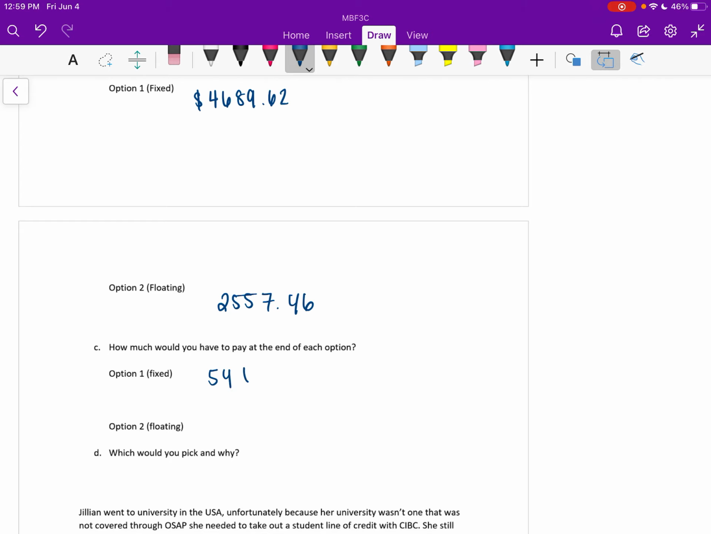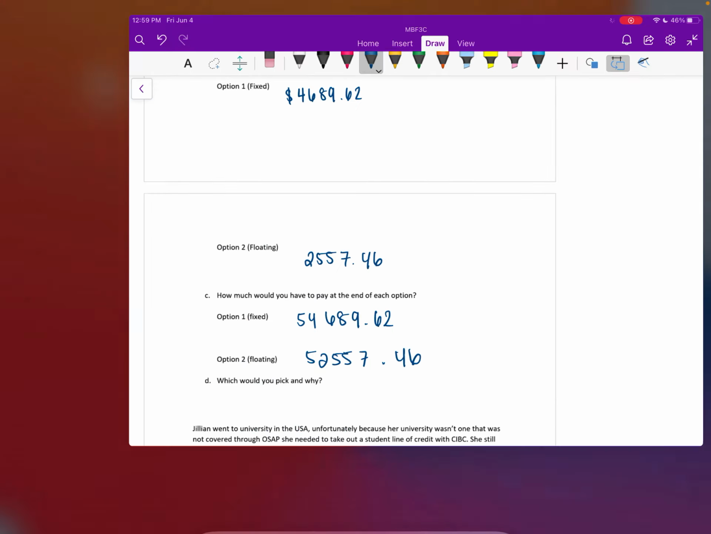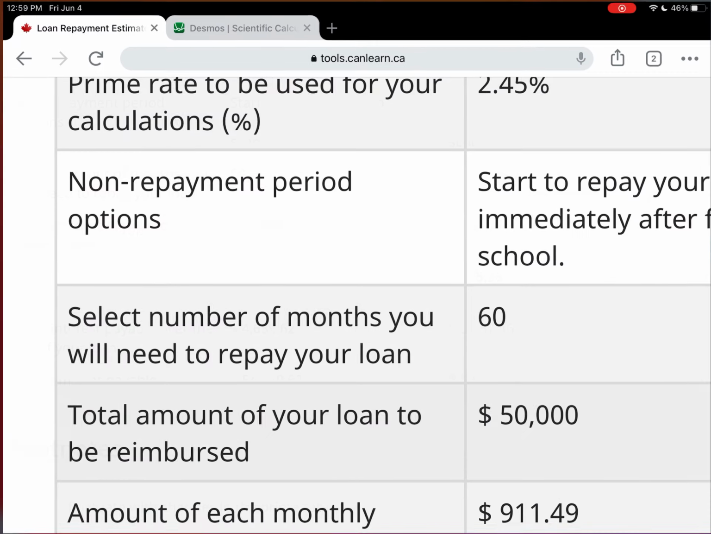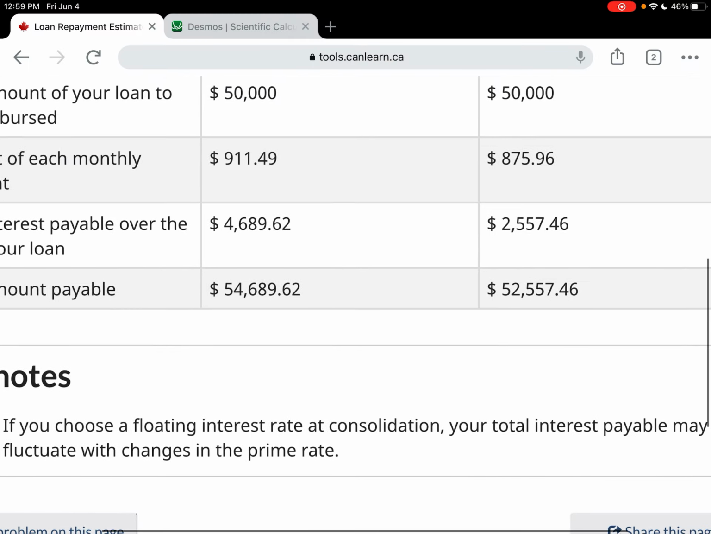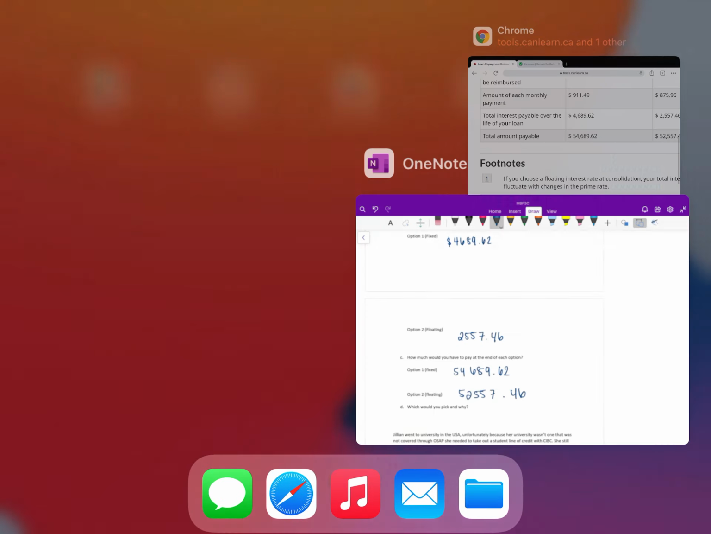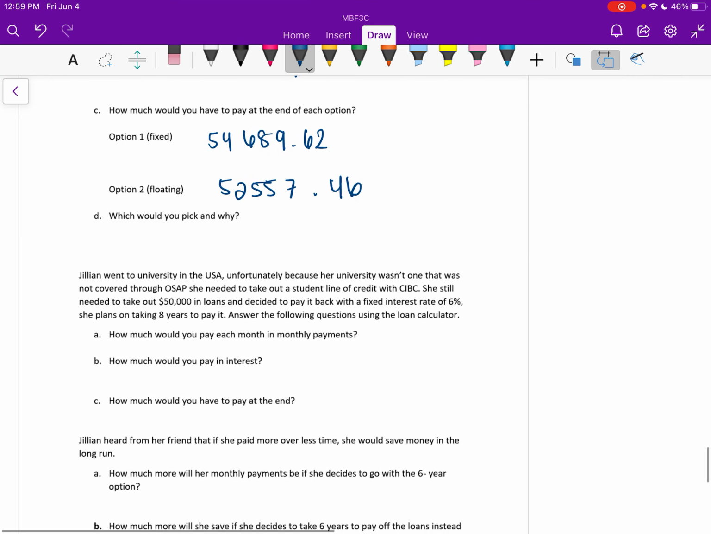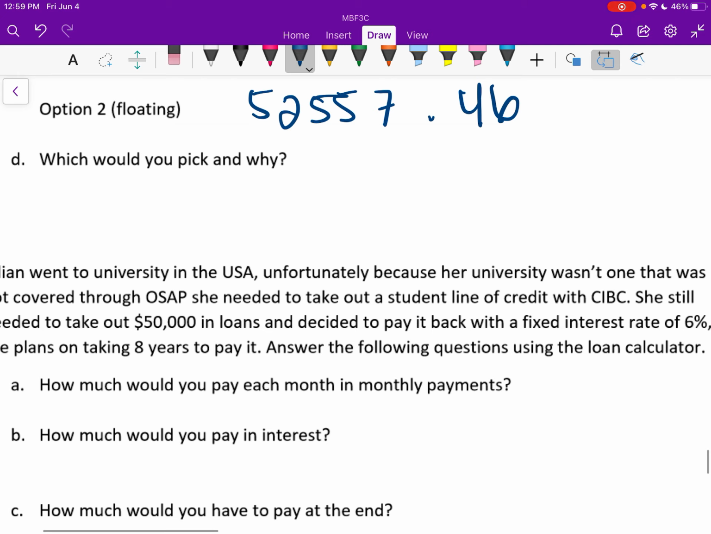So then she'd pay 52,689.62 here. And you can just read that from the bottom here, where it says total amount payable, or you could just add the interest. Either way works, right? Which one would you pick and why? You might have a variety of reasons why you'd pick different ones.